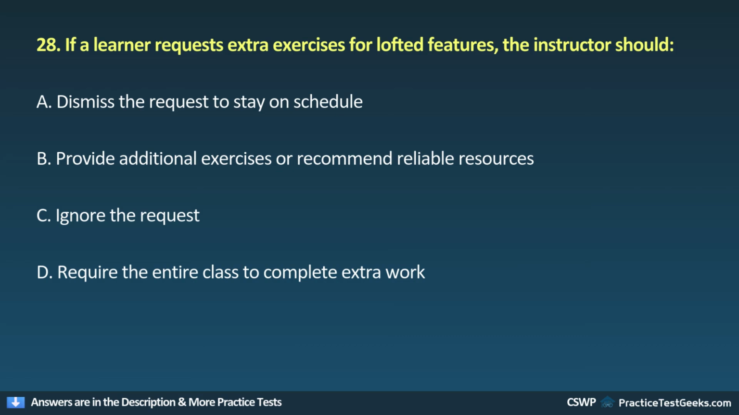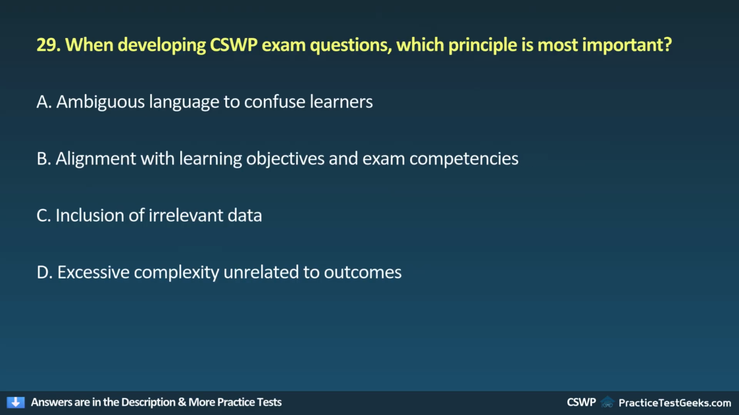28. If a learner requests extra exercises for lofted features, the instructor should A. Dismiss the request to stay on schedule. B. Provide additional exercises or recommend reliable resources. C. Ignore the request. D. Require the entire class to complete extra work.